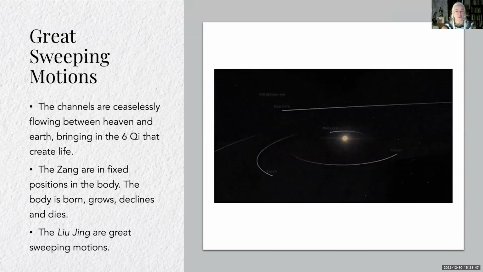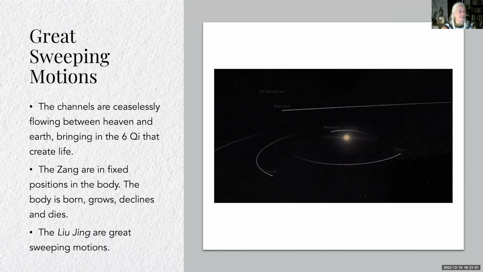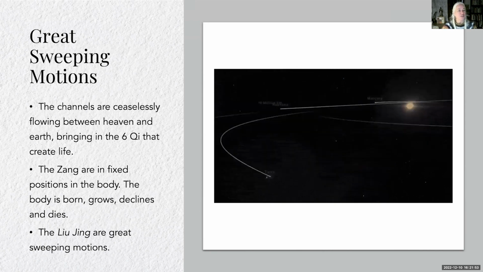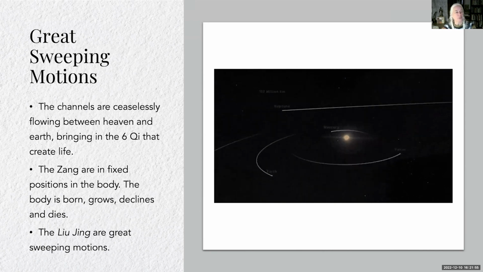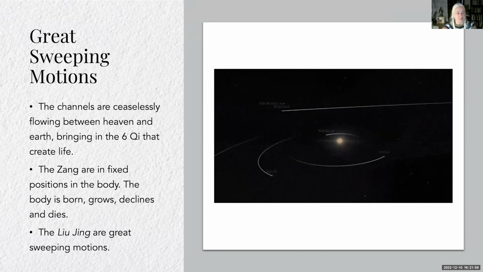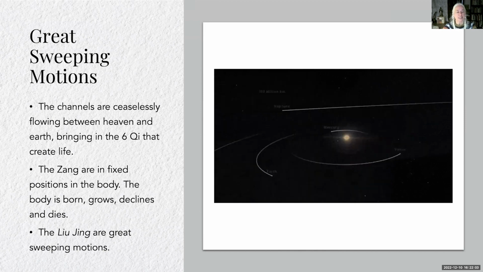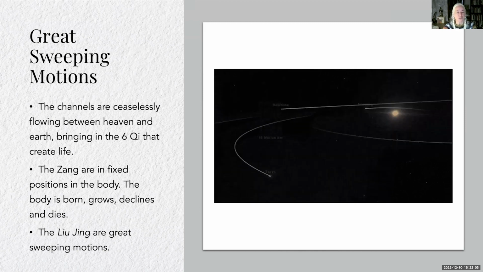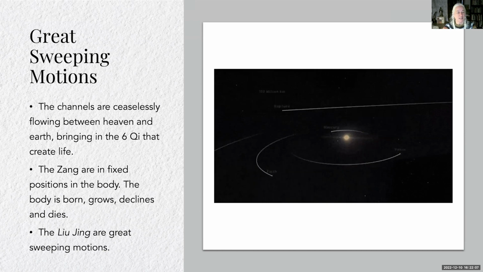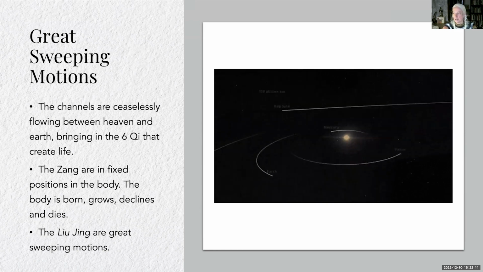And here's some more great sweeping motions, this time of the planets. So the channels are ceaselessly flowing between heaven and earth, bringing in the 6 Qi that create life. The Zang are in fixed positions in the body. The body is born, it grows, it declines and dies. And the Liu Jing are these great sweeping motions.